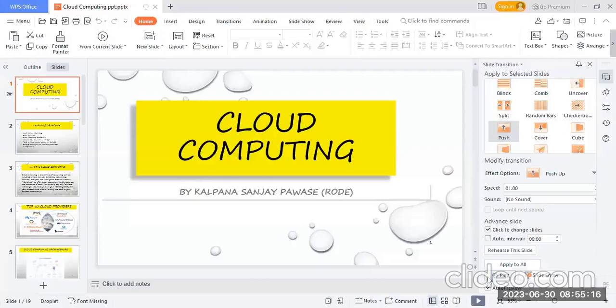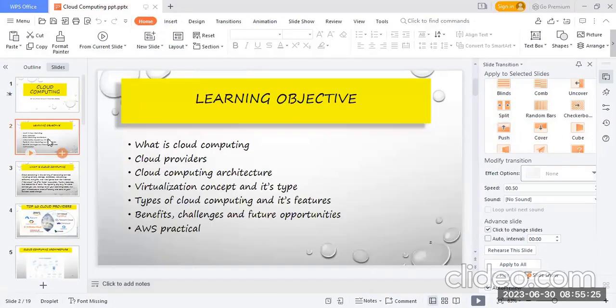So dear students, today we are going to study about cloud computing. Basically in this we are going to study what is cloud computing, cloud providers, cloud computing architecture, virtualization concept and its types of cloud computing and its features, benefits, challenges and future opportunities.